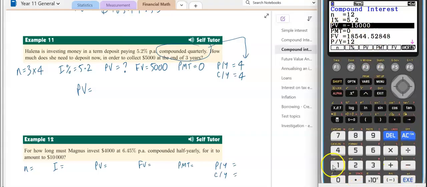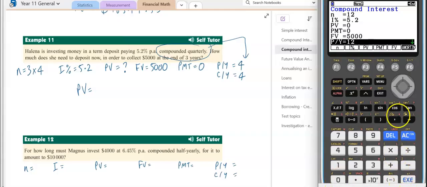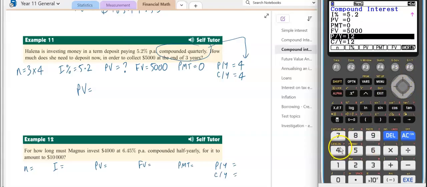The present value is what we're trying to solve for. So you can leave that or just set it as 0 for now. PMT, again, leave that as 0. Future value, that's going to be a positive 5,000 because we've got access to that. And P/Y and C/Y there are both 4. Now, notice that if you do change P/Y, payments per year, to 4, it'll automatically change compound periods per year to 4, but it doesn't work the other way around.